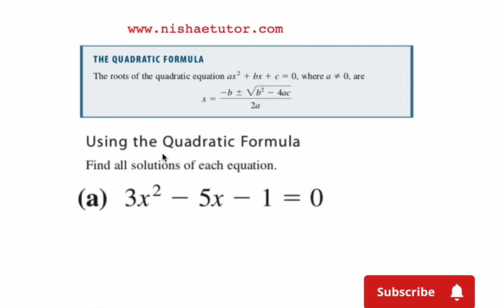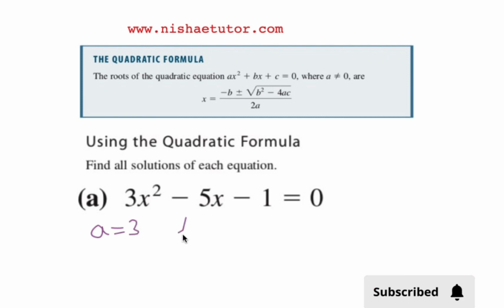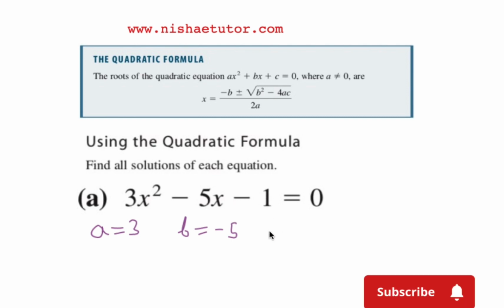Here this is given quadratic equation. We have to compare with this general form. So here a value is 3, b value minus 5 and c value minus 1.